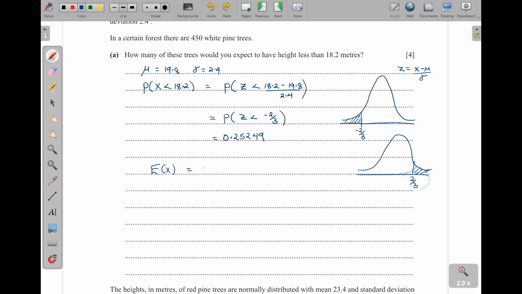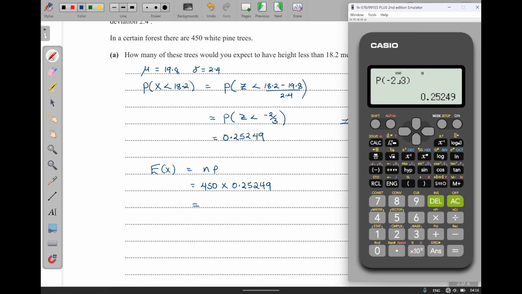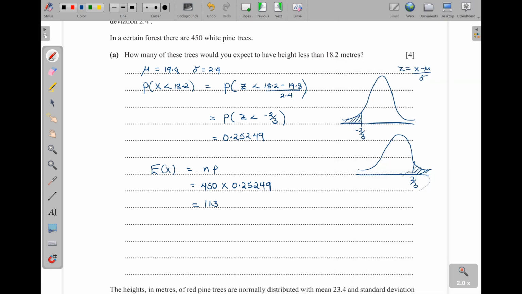Then from there, the expected number of trees, I'll just say E of X is equal to NP, okay? You have the 450 times the probability you have gotten, 0.25249. Then what do we get? So the answer I have here, I'll just multiply it by 450. Then I get 113.6205. So that means I can take 113 trees, okay?